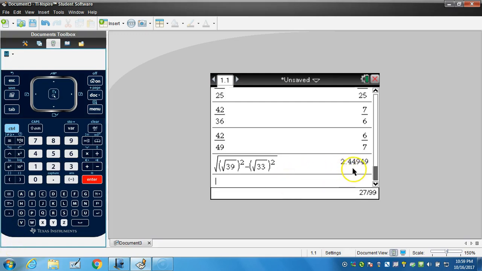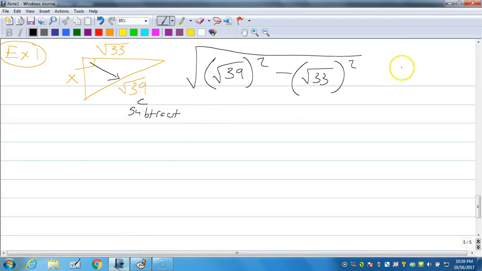There you go, 2.44949. Now, the answer choices you have are not going to be decimals like 2.4494, so you have to go find the answer choice that matches this. What do you mean you have to find it? Well, you're going to have an answer bank. You need to go find which one gives you 2.4, whatever. Alright?